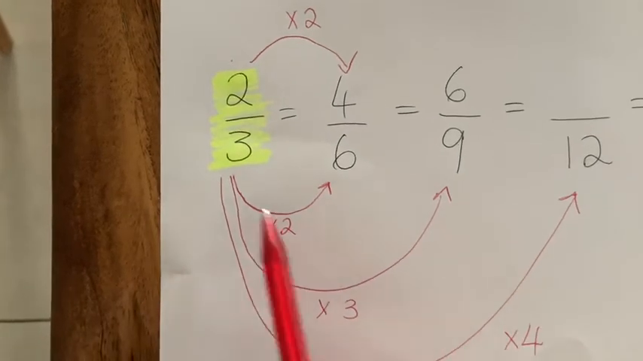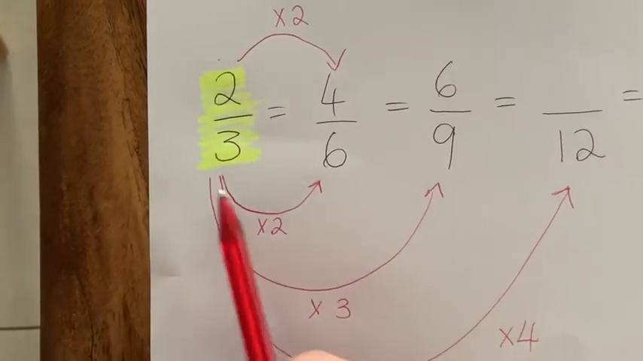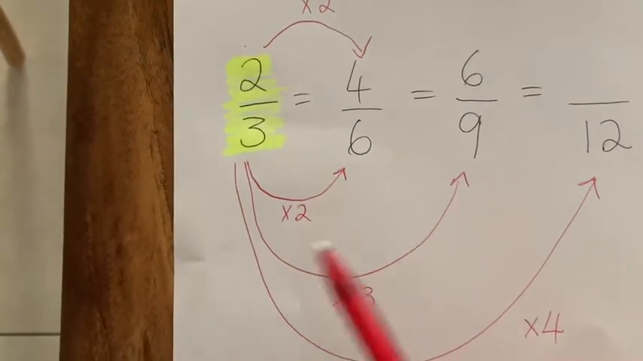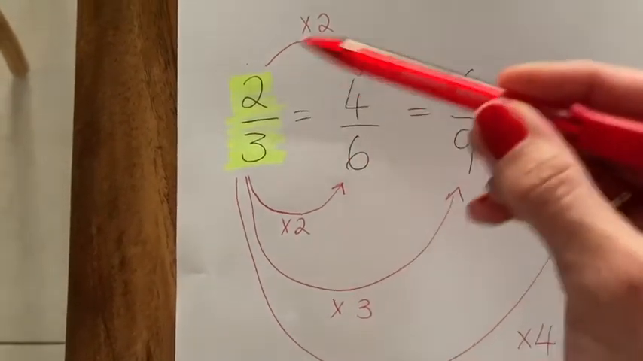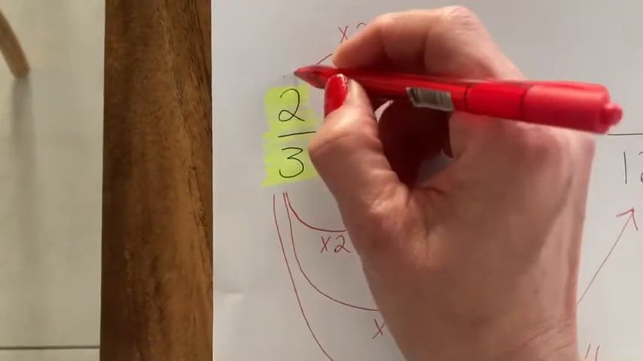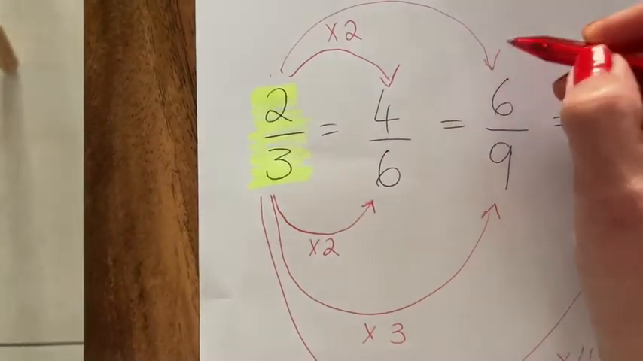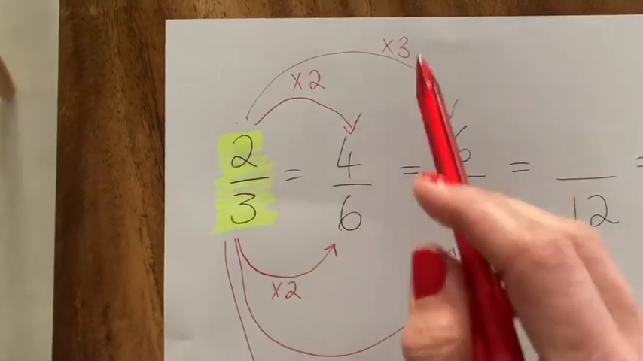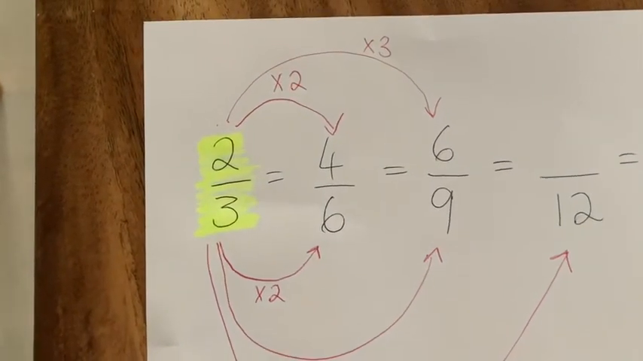And the next one, what did we do to the 3 to get to 9? We timesed it by 3. Whatever you do to the bottom, you do to the top. Let's do a little bunny hop. So that also needs to be timesed by 3. 2 times 3 is 6.